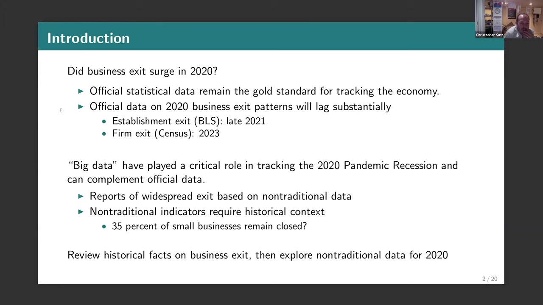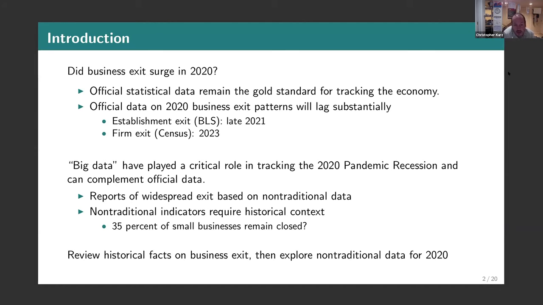So, did business exits surge in 2020? I think there was this general idea, and I subscribed to it, that there would be a small business apocalypse during the pandemic, particularly due to lockdowns and businesses losing all their customers for months on end. An important thing that comes up is where the official statistical data point to, and where they are going to take us. They're the gold standard for tracking the economy.